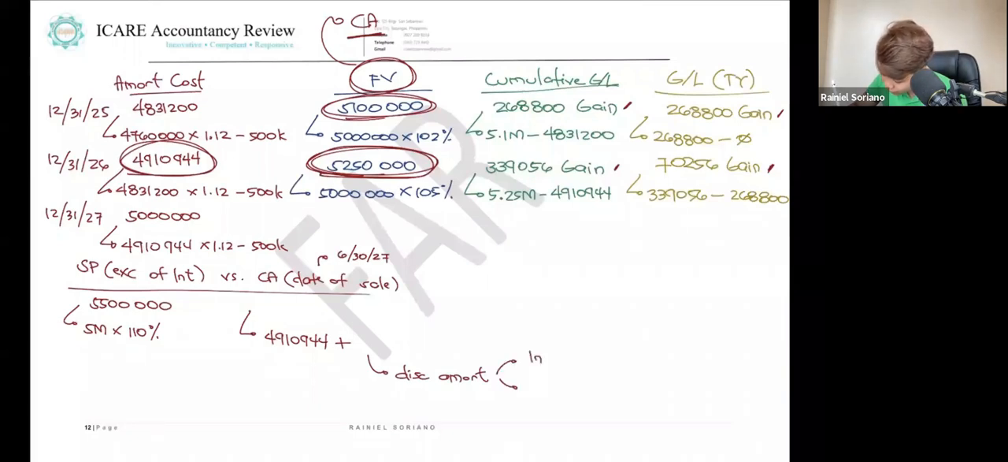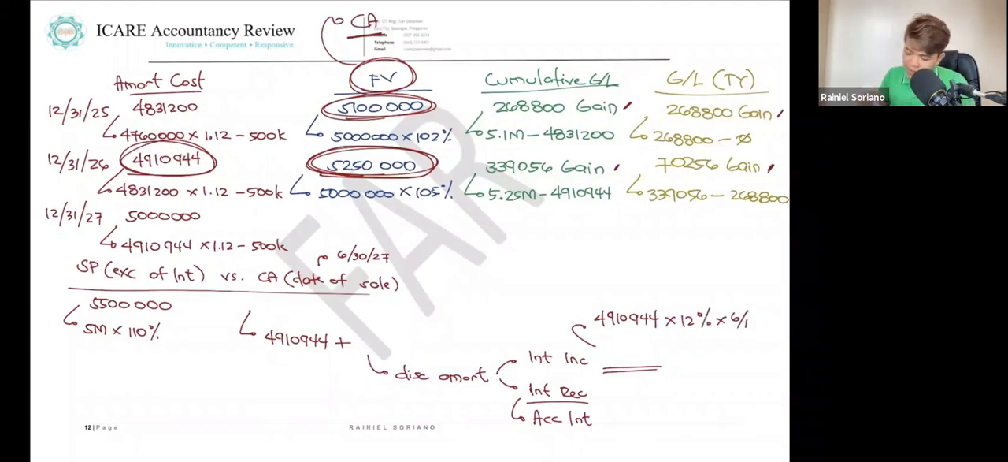So, compute natin yung interest income at saka yung interest receivable, or itong interest receivable, ito rin yung accrued interest natin. Okay? So, interest income muna tayo. Interest income will be equal to 4,910,944 times the effective rate, which is equal to 12%, then times 6 over 12. Okay, magkano yan? This is equal to 294,657.